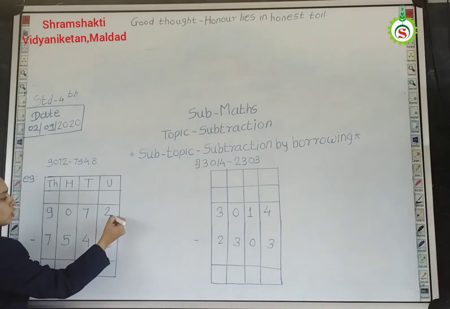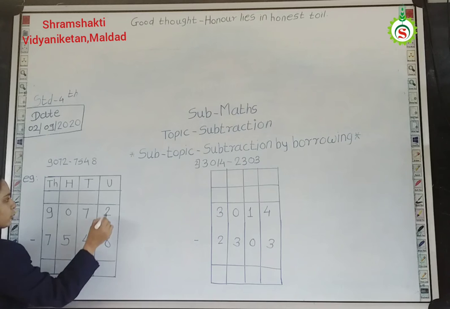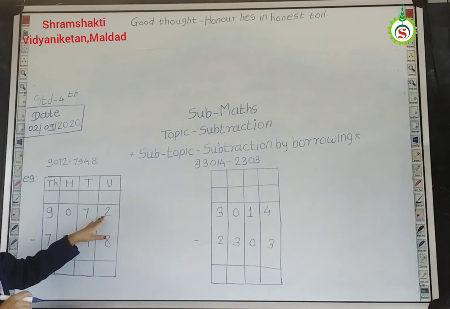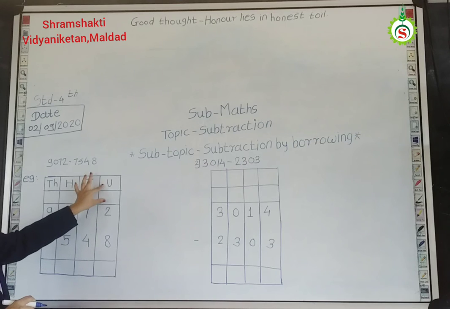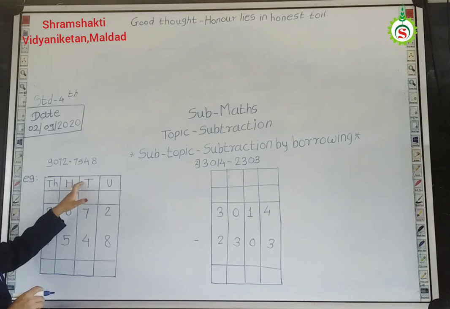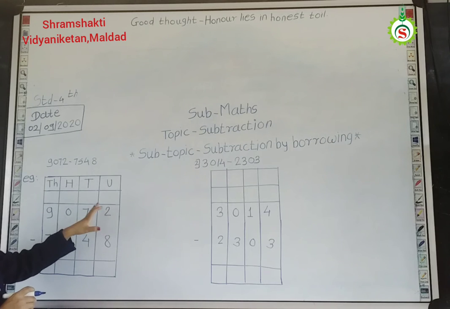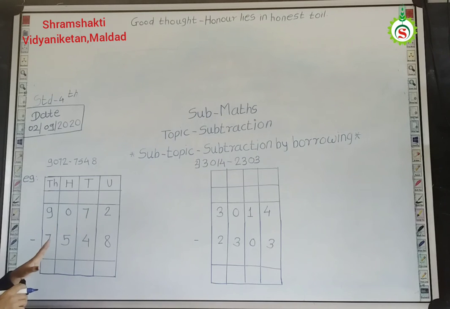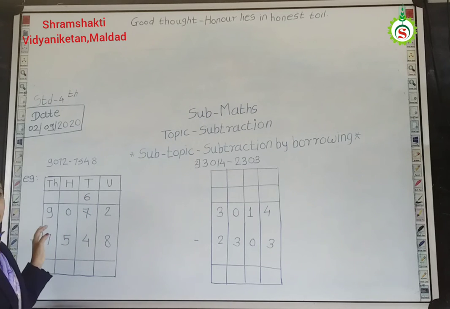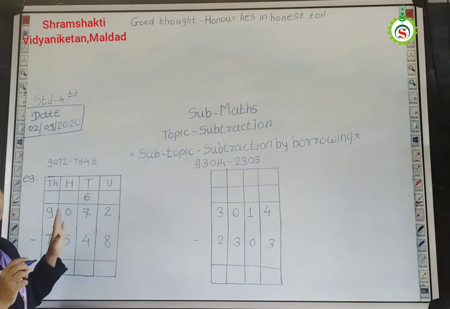See here students, 2 units minus 8 units. But here 2 is smaller than 8. Therefore, is it possible to subtract 8 from 2? No, because 2 units are smaller than 8 units. Therefore, see here we have 7 tens and we need to borrow. So, untie 1 tens from this 7 tens. Means here 6 tens remain because we have taken 1 tens for the units place.